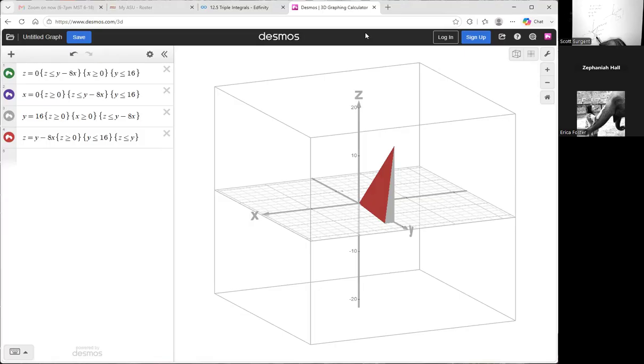Give me a second here. I'm going to go to my overhead. I'm just copying the picture down.